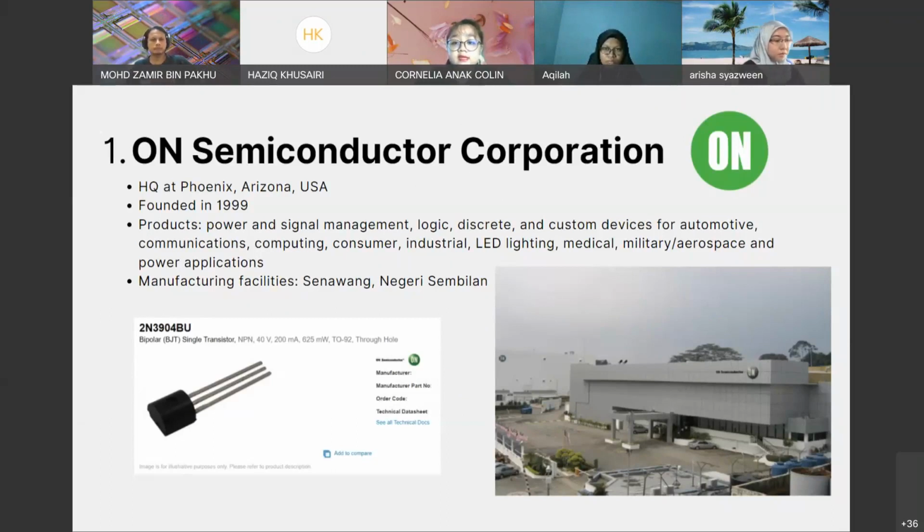ON Semiconductor Corporation has a lot of R&D, especially for manufacturing facilities. They have 10 manufacturing facilities, and one of them is at Senawang, Negeri Sembilan. In Senawang, they manufacture discrete small signal, power bipolar, rectifier, and MOSFET technologies. ON Semiconductor is also in the Fortune 1000, ranked 512 in 2020, and it was nominated as one of the world's most ethical companies. So next.